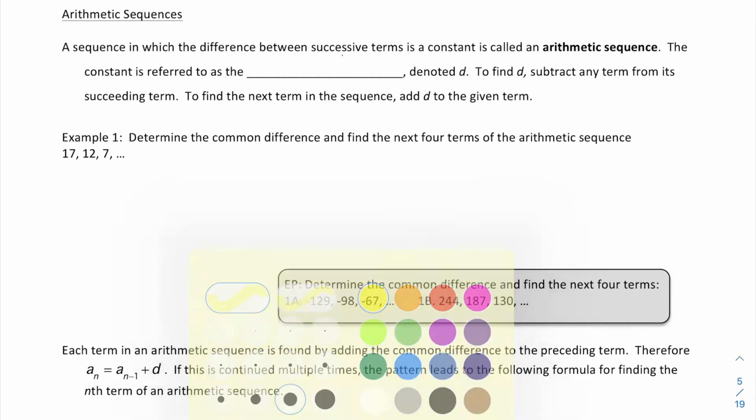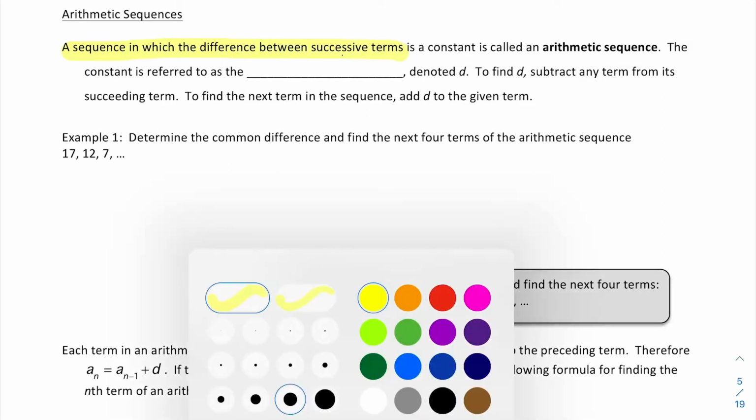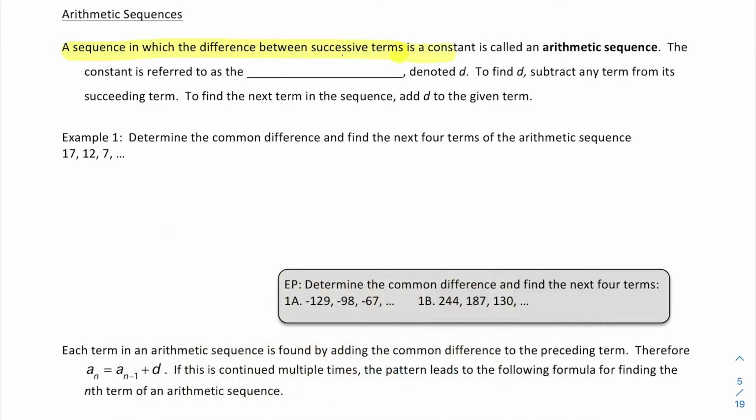So when we talk about an arithmetic sequence, this is a sequence where the difference between successive terms or consecutive terms is constant. So it is always the same. We're either going up by a certain amount or down by a certain amount through addition or subtraction. So as we do this, the constant is referred to as the common difference. And in our formulas, we're going to see that represented by the variable d.